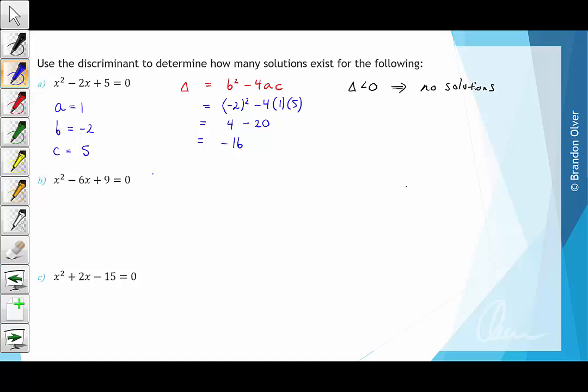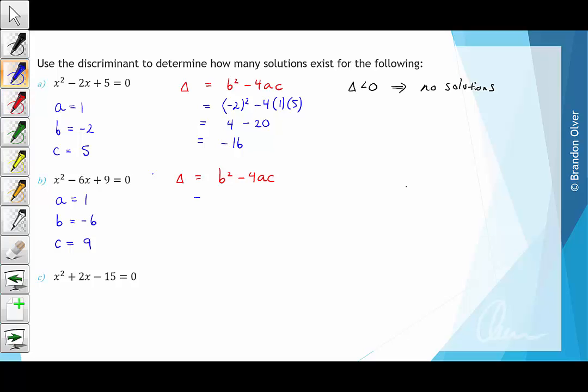For part B, we have x squared minus 6x plus 9 equals 0. So again, the coefficient of x squared is 1. The coefficient of x is negative 6. And the constant term is plus 9. So using the same thing, delta equals b squared minus 4 times a times c.